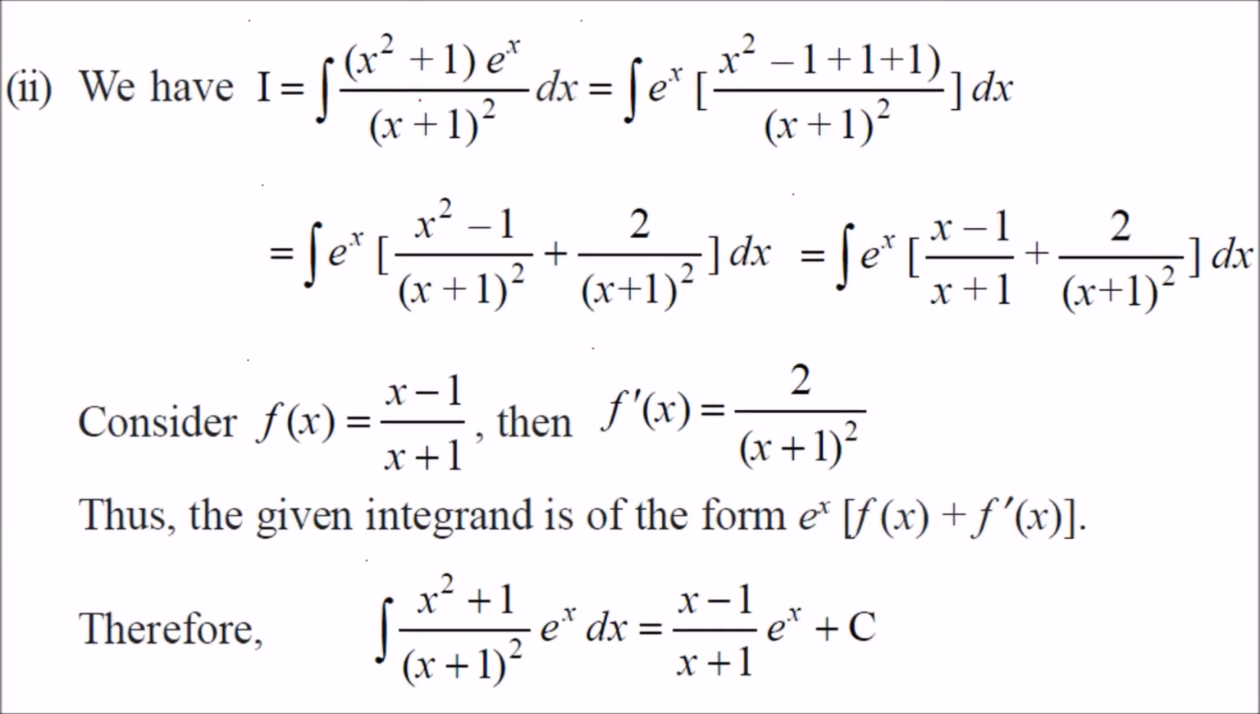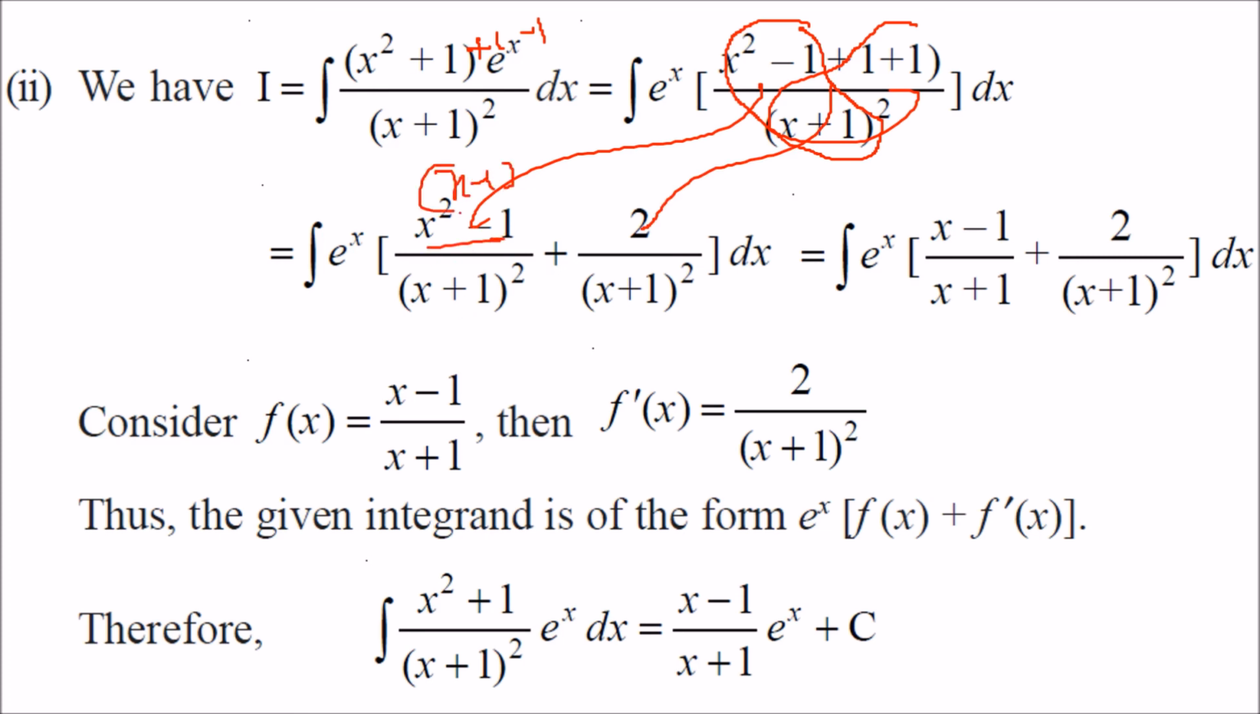How about this? Let us make it in that form. In x square plus 1, we can add 1 and subtract 1, just to make it simpler. Now you take this out and this out. This is the first one, this is the second one. And we see here that this can be written as x minus 1, x plus 1. X plus 1 gets cancelled, so it is x minus 1 by x plus 1 plus 2 by x plus 1 whole square. Now this is f x, and if you differentiate it, you will get this only, 2 by x plus 1 whole square. So this is of the form e to the power x times f x plus f dash x.